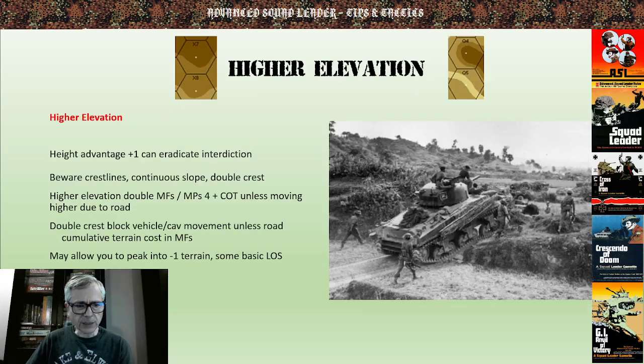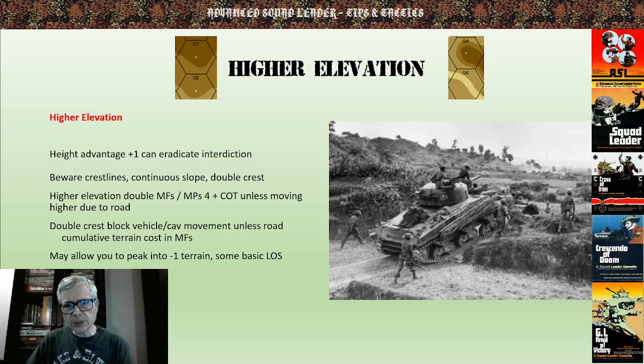Now the last slide I want to show to you is height advantage. Now how often have you had a unit up on a hill break and you want to rout? Can you rout? Yes, you do, because a plus 1 height advantage eradicates interdiction. Now, beware of crest lines, continuous slope, and double crest. So double crest is here, right there, 15Q4, I believe, or O4. We'll take a look at the map.